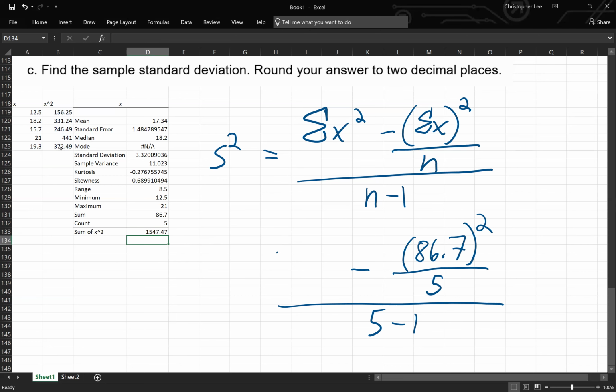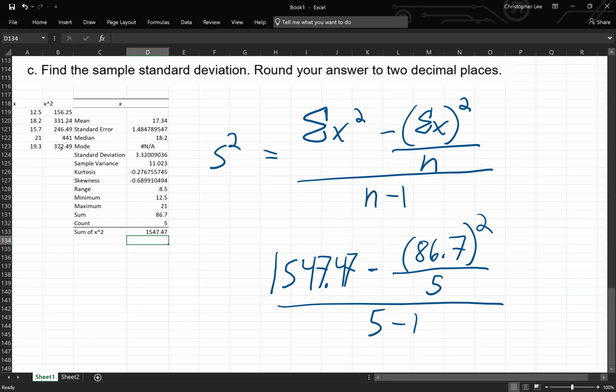So I got 1,547.47. Yeah, got that? Okay. 86.7. 86.7 is the sum of x, no? Yeah, when you add up all the x values. Right?